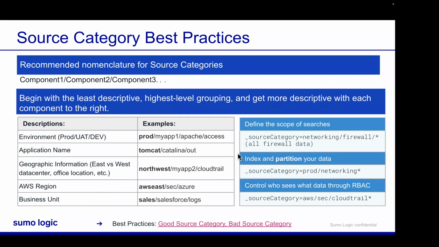Now, some other benefits of using a nomenclature for your source categories is you'll be able to define the scope of those searches. What we mean by that is you can filter to a specific area of partition, for example. Again, you can partition your data. You can use our role-based access control where you can set up who can see what. So that's part of using a category naming convention from the least descriptive all the way down. You'll have some benefits outside of just the actual approach to grabbing the source, okay?